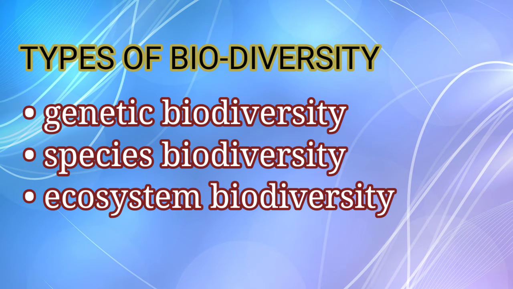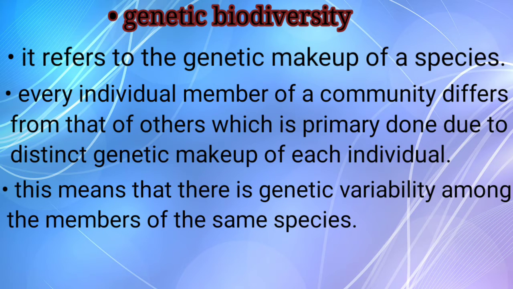The concept of biodiversity is usually subdivided into the following three different levels, each of which has its own significance, namely genetic, species and ecosystem biodiversity. Genetic biodiversity refers to the genetic makeup of a species. Every individual member of the same community also differs from the others, primarily due to the distinct genetic makeup of each individual, which means that there is variability or difference in the genes among the members of the same species also.